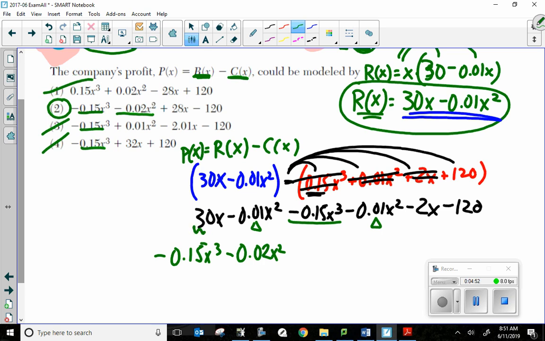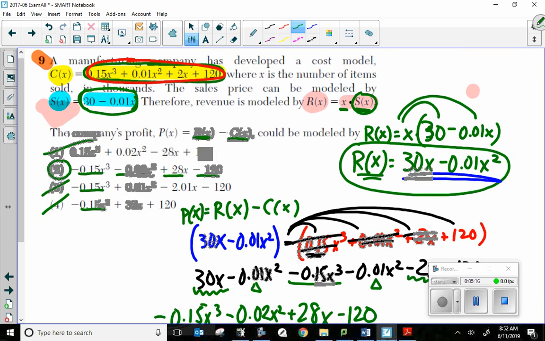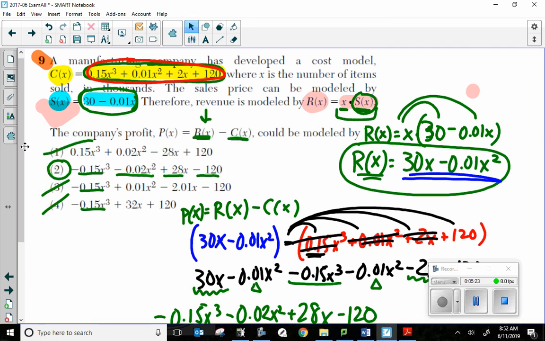I have 30x minus 2x, so that's plus 28x. And last but not least, minus 120. Plus 28x minus 120. Perfect. It's just combining polynomials. Don't forget to distribute that negative sign. What makes this tricky is the polynomials that you're combining, you need to do a little side math to figure out R of x first. But not too bad.